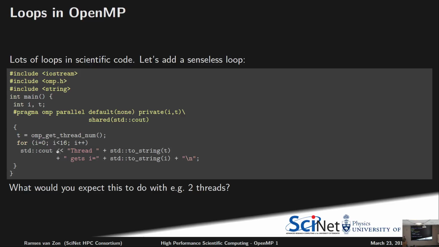So here's a loop. It doesn't make any sense because I'm only showing the syntax now. We'll see something that makes more sense in a little while. Here's a loop that is in a parallel region. I've said what I want to happen with my variables. And inside the loop, I have a loop from 0 to 15 that prints out what thread I am. We've got it here in this variable t again. And it says what value of i it is. So if I run this with two threads, what do you think the output would be?